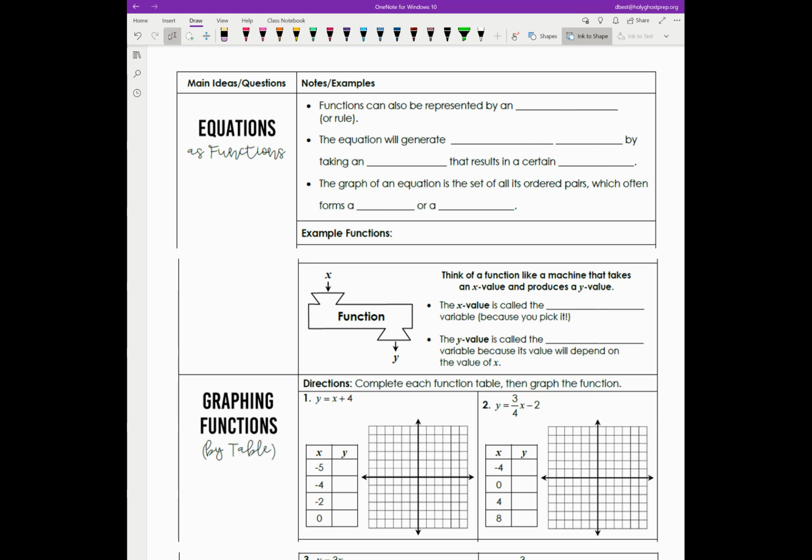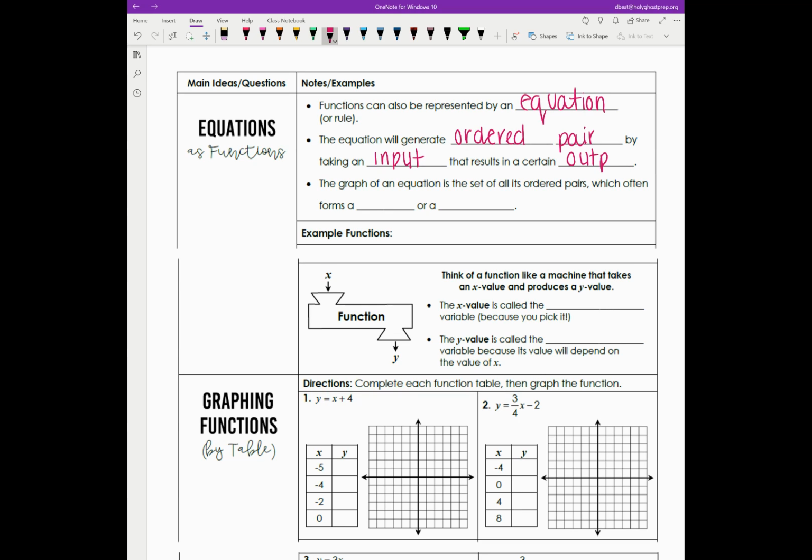So remember, we have functions that can be represented by an equation. Our equation is just another way of saying it's our rule, or kind of the pattern we're going to follow. And the equation will generate for us, or make for us, ordered pairs. The way we do that is by taking an input. Remember, input is our x values. We'll take an input that results in a certain output.